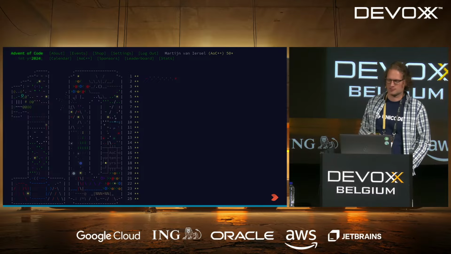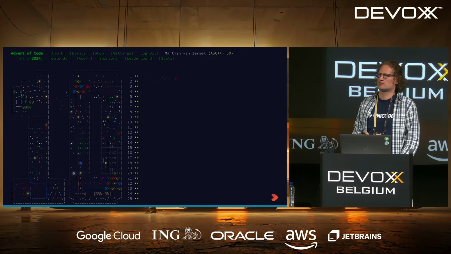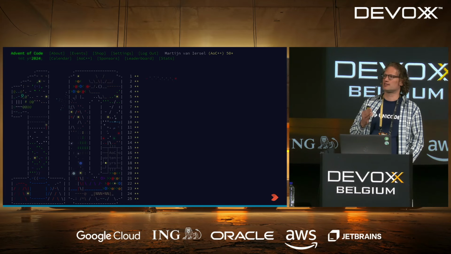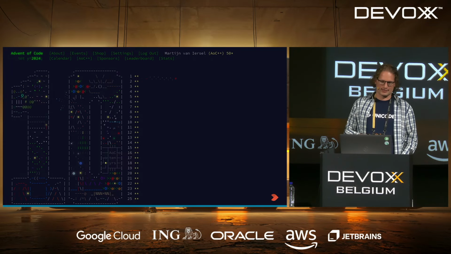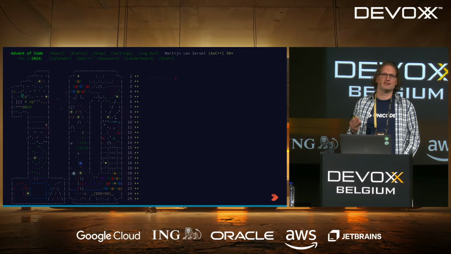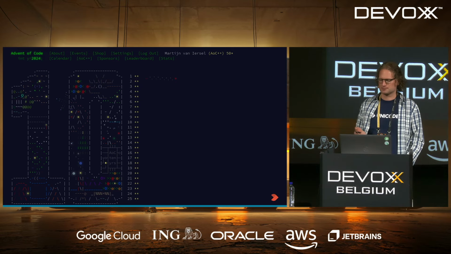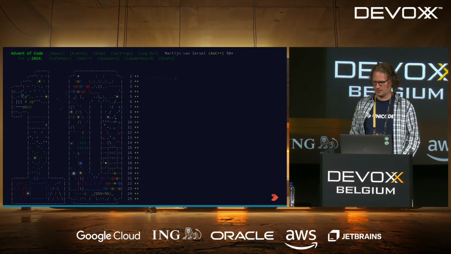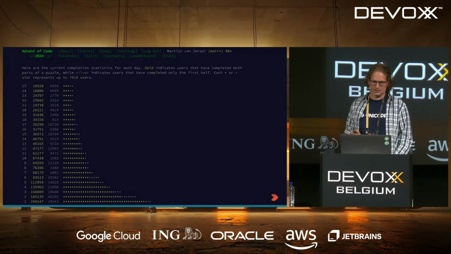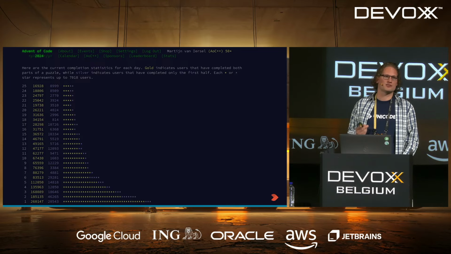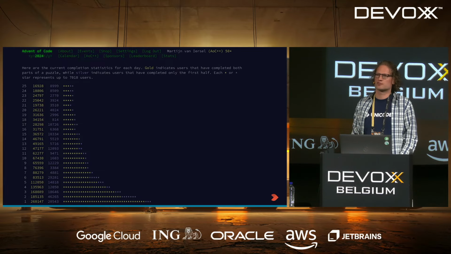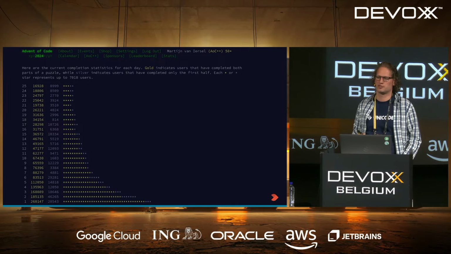For those who don't know, Advent of Code is a series of programming challenges that are published by Eric Wastl in the days leading up to Christmas. And it's been there for 10 years already. So this was the screen that you get when you solved everything this year, celebrating 10 years. And it's extremely popular. If you look at this slide, you can see the statistics of how many people participated last year. The first puzzle was solved by over 250,000 people. So lots of programmers really love puzzles.